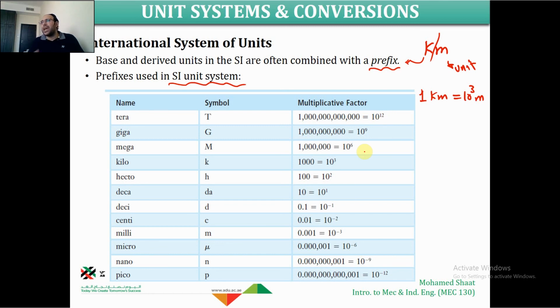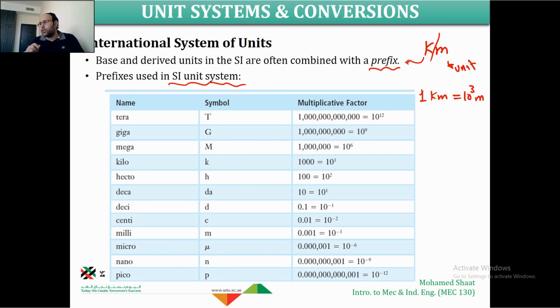For example, we may have terabyte. So the byte is the unit, but the tera is a prefix. We may have gigabyte. So the byte is the unit. The giga is the prefix for that unit. Giga is equivalent to 10 power 9 and so on. Like we may have megapascal. So the pascal is the unit. The mega is the prefix for that unit.